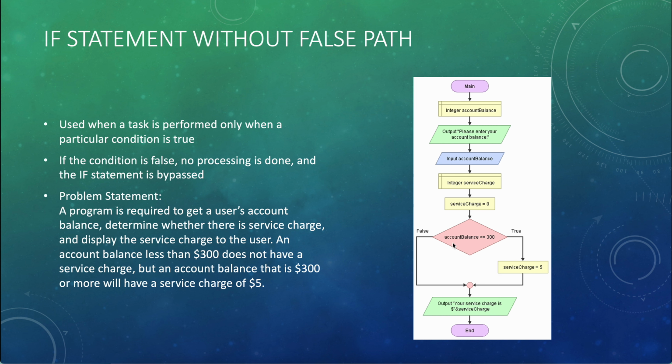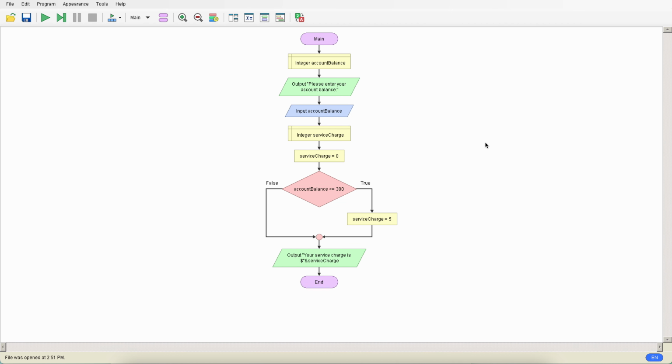Then for the condition, I've set account balance greater than or equal to 300. In this case, I have included the value of 300 because it's $300 or more. If that is true, it will change the value of service charge to 5. However, if it's not true, if the account balance is less than 300, then nothing will happen. It will simply jump to the output and display that the service charge is 0. So let's see how that works.